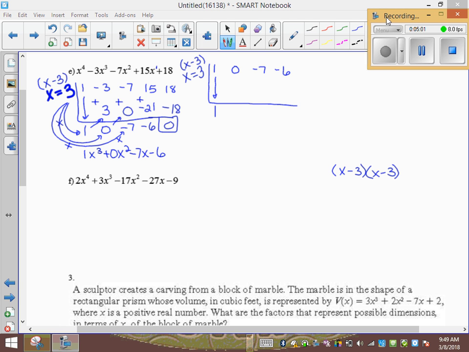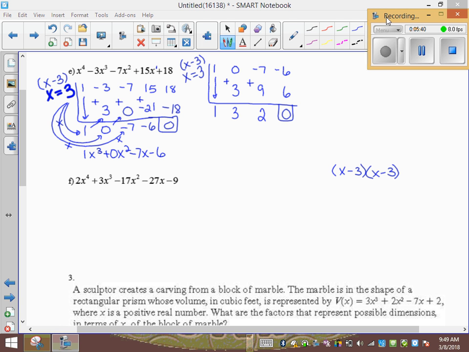Drop the 1. Is it always a 1? No. Then we multiply. 3 times 1 is 3. Then we add. 0 plus 3 is 3. Then we multiply. 3 times 3 is 9. Then we add, negative 7 plus 9 is 2. And then we multiply. 3 times 2 is 6, and then we're happy because we have a 0, which means the remainder is 0. Perfect.